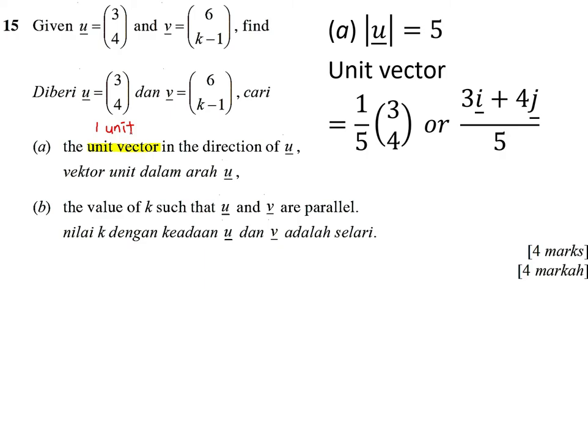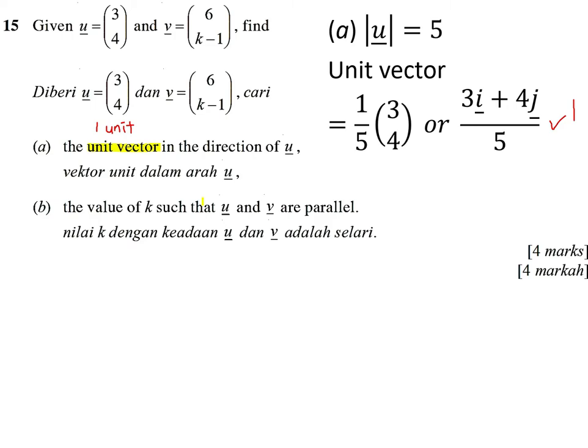Either the column vector form or the ij form. It depends on the question. So since this question did not request any form, we can leave our answer in any form you want. Okay, 1 mark for this question. Now, let us look at the second question.